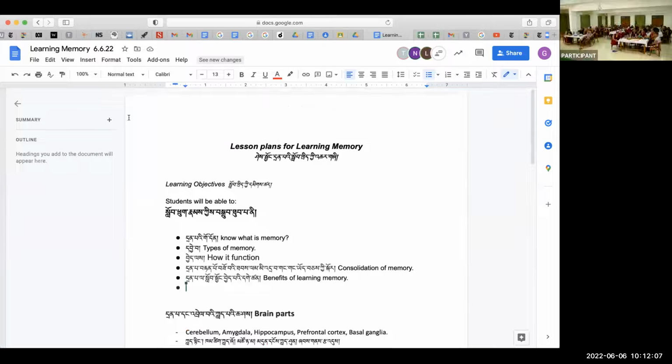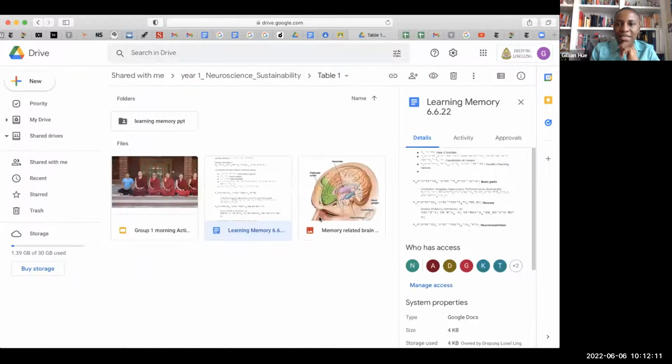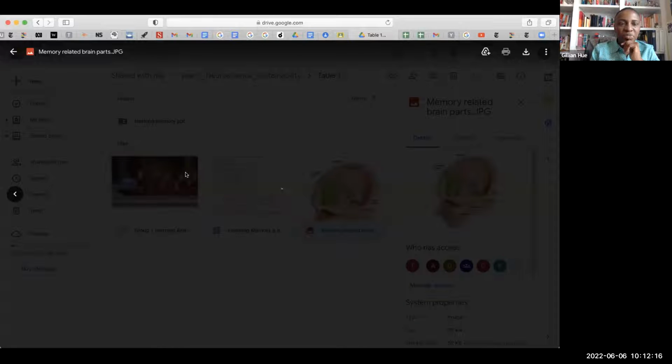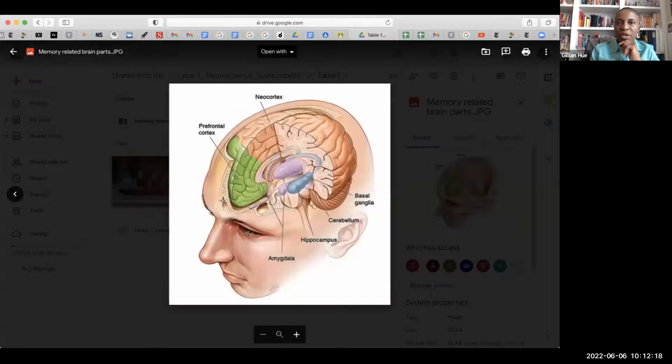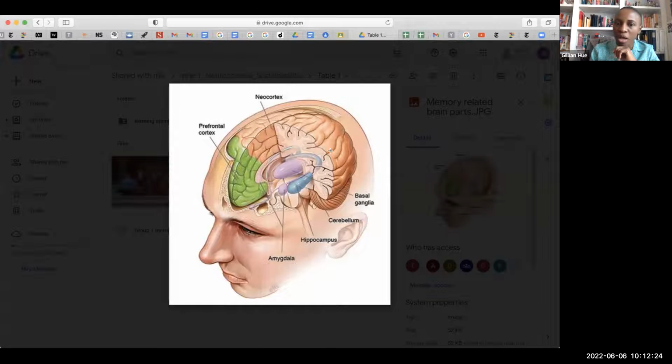Okay, so this is excellent. So the other group that was tasked with, oh, here's your drawing, I think, is this memory related brain parts. So yes, you are making sure that they're able to identify these, but it would be hard for them to draw the specific details. So the difference between them being able to identify it if they see it and them being able to produce it on their own.